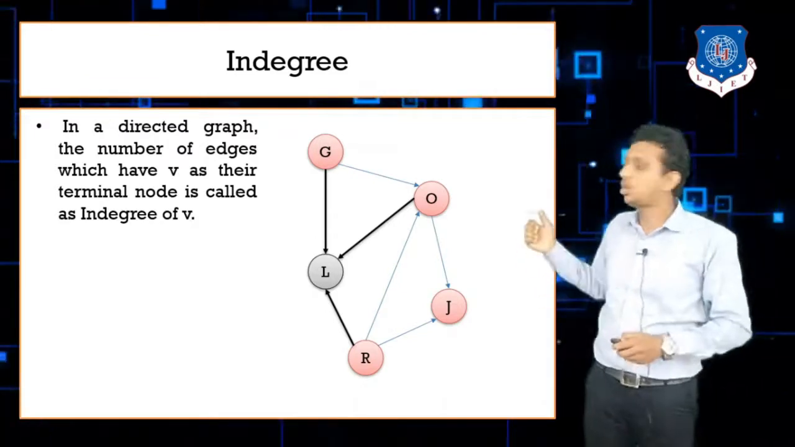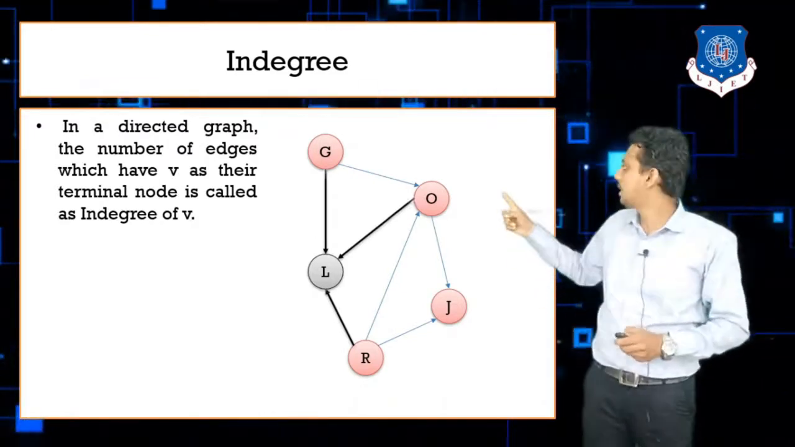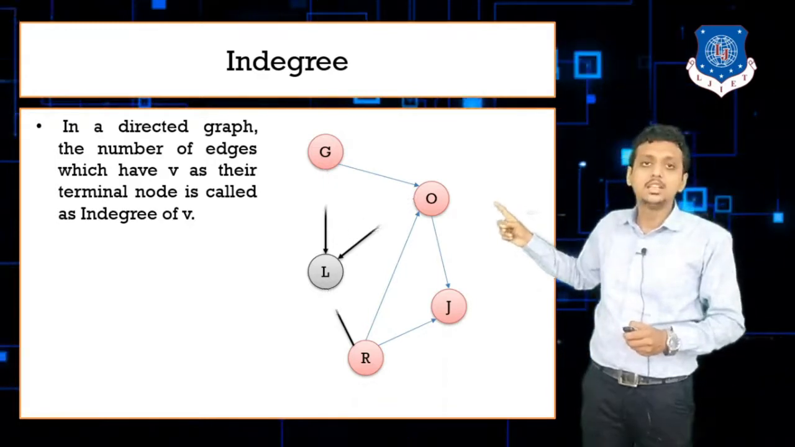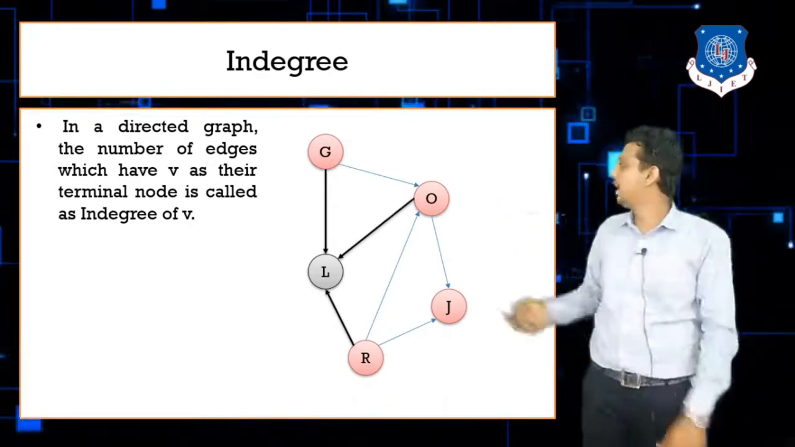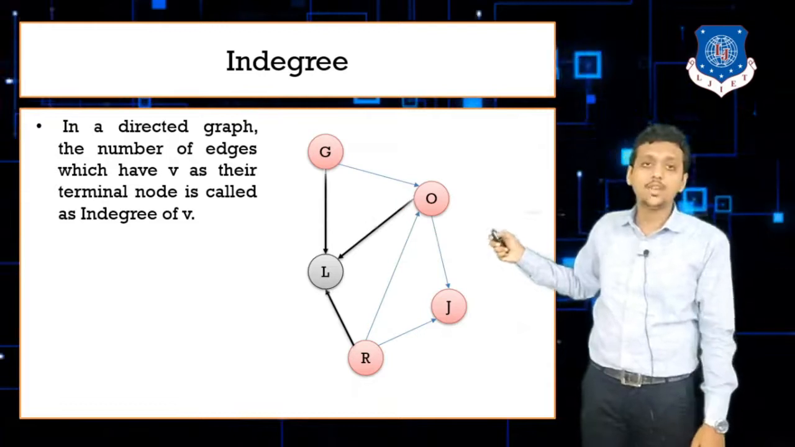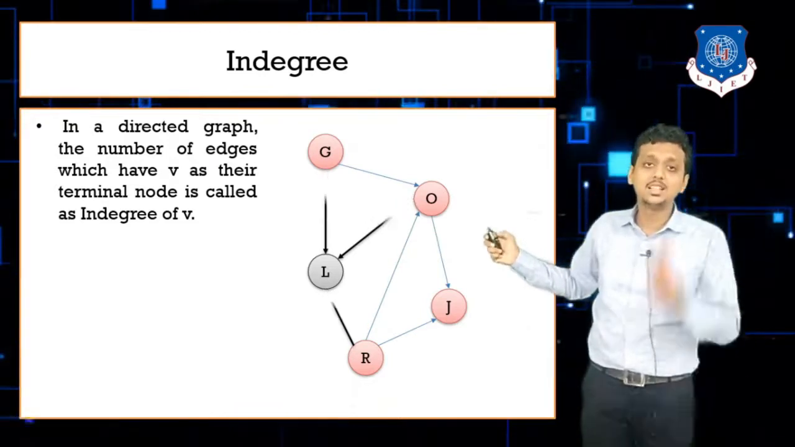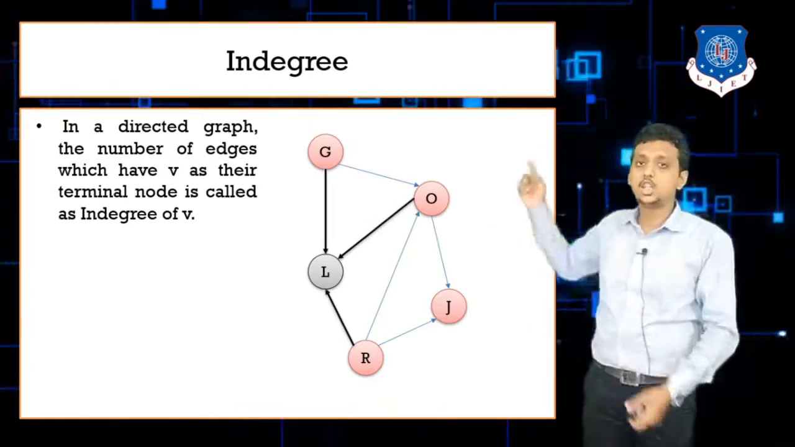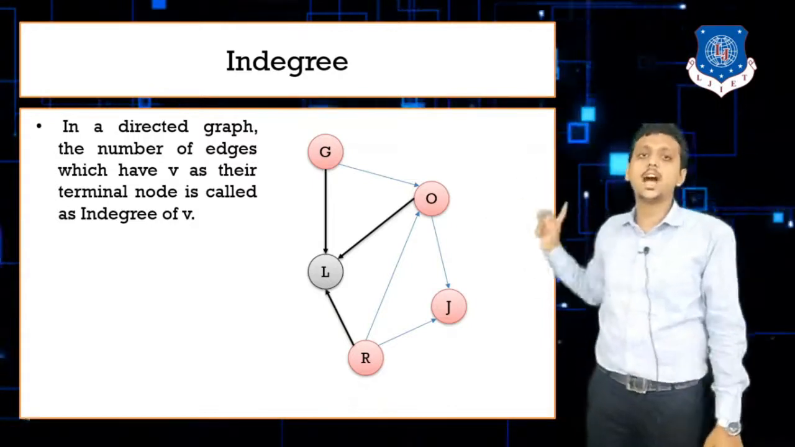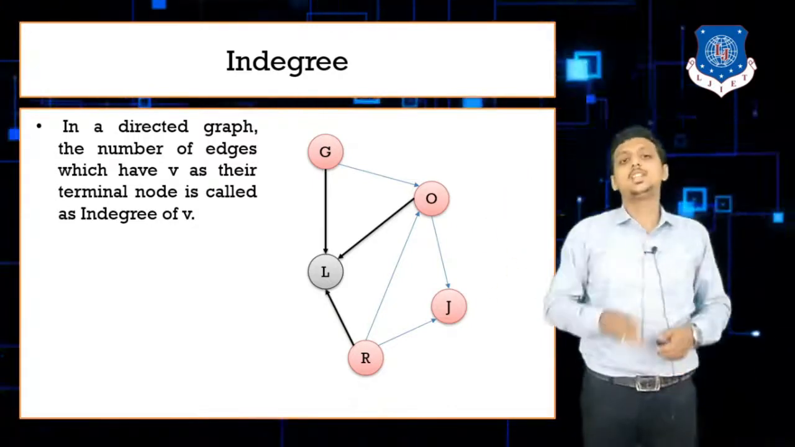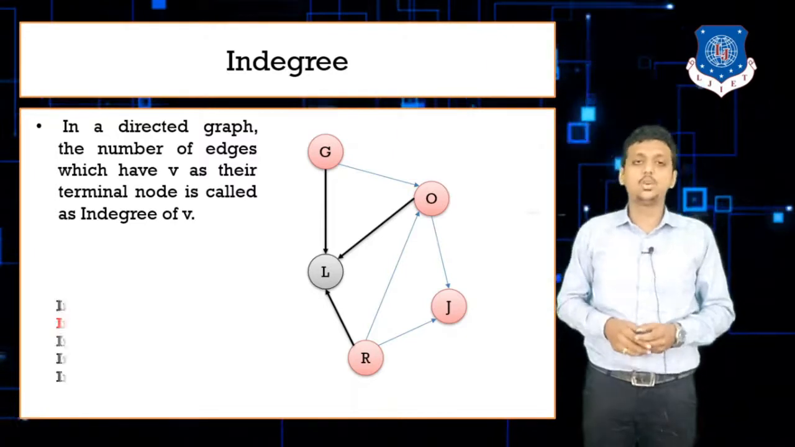So here, if I am talking about the node L, then 3 edges are coming inside node L. So the in degree of L is 3. Which are they? G2L, O2L and R2L. So 3 edges are known as the in degree of node L.